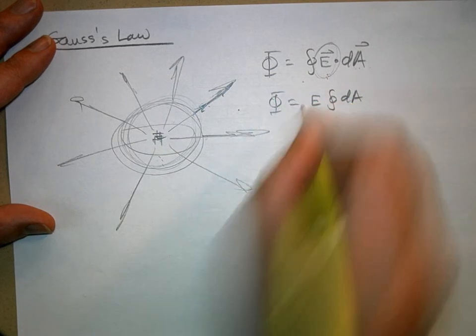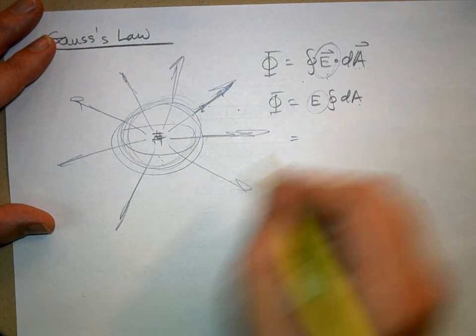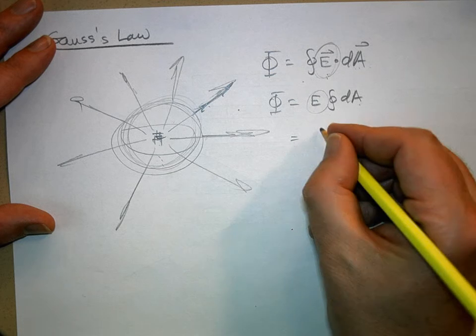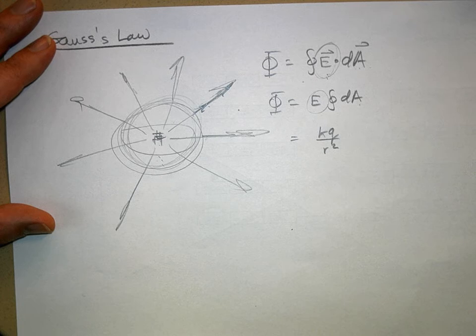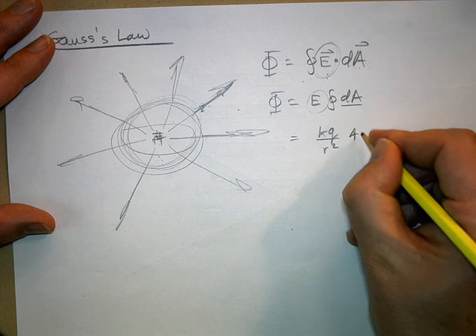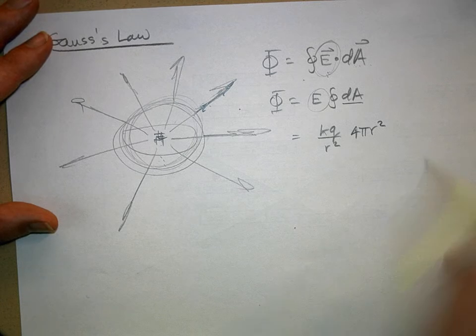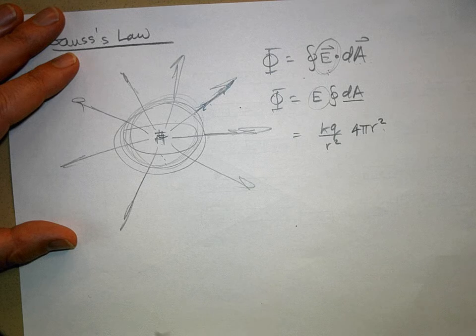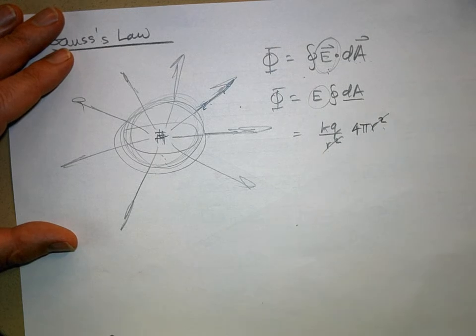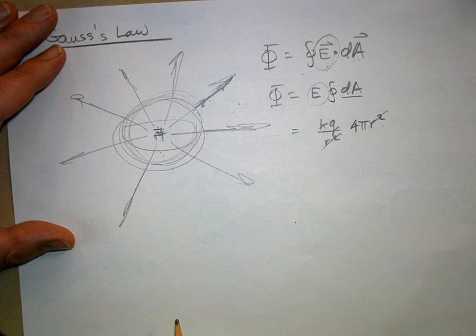But what is this? Well, this right here is the electric field of a point charge, kQ over r squared. And this is the surface area of a sphere, which is 4 pi r squared. And notice something wonderful happens. This r squared cancels out. Does it make sense that the r squared cancels out? Heck yeah, it does.